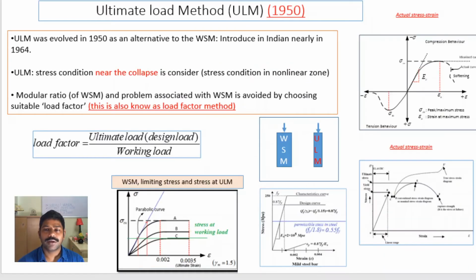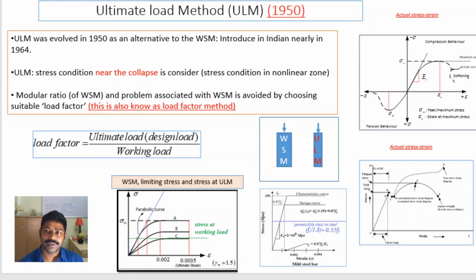We have learned that the working stress method leads to a larger cross-sectional area, and it was not economical. For the same reason, there is a high demand for economical cross sections. In 1950, the ultimate load method was developed, and subsequently it was introduced in India in 1964. To overcome the limitations of the working stress method, the ultimate load method allows the stress near the failure.